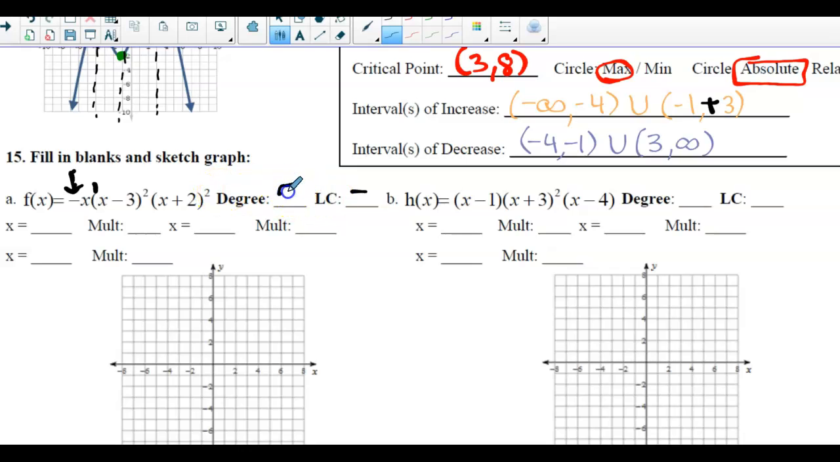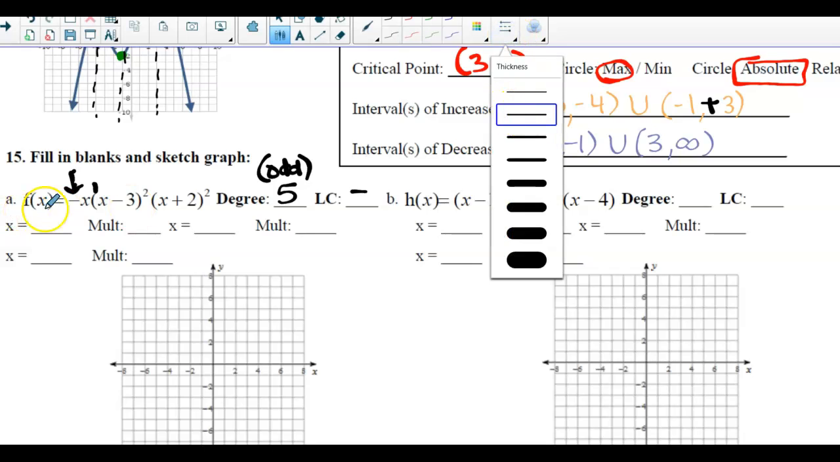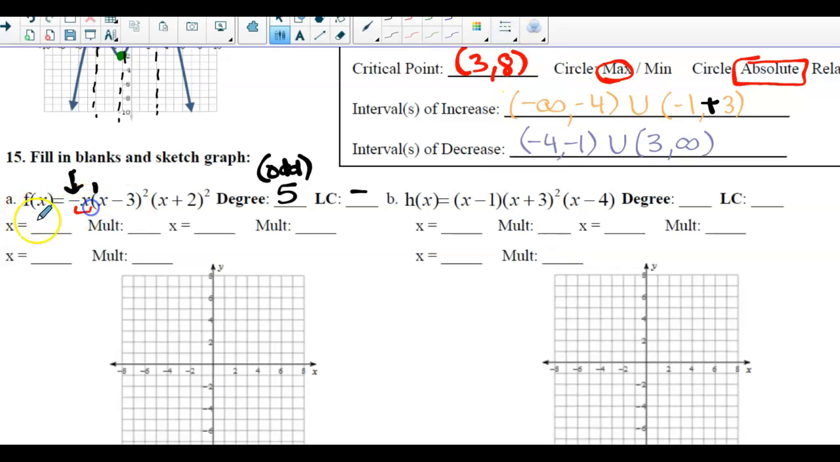The degree is 5, or depending on how the question asks, you could just say that it's odd. Why? So what are the roots? Where does it cross the x-axis? Well, I'm going to take each factor and set it equal to 0 to find the root. So this would just be x equals 0. And the multiplicity on it is just its exponent. So 0 just has a multiplicity of 1.